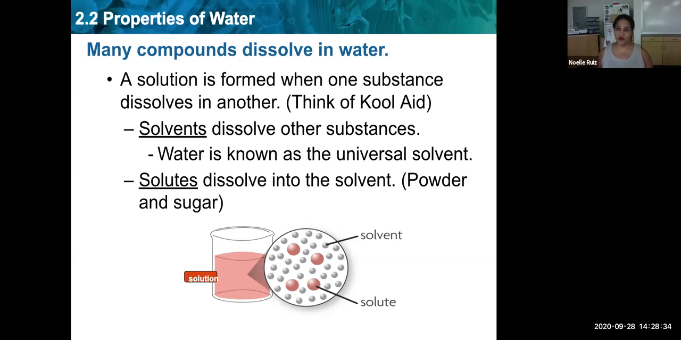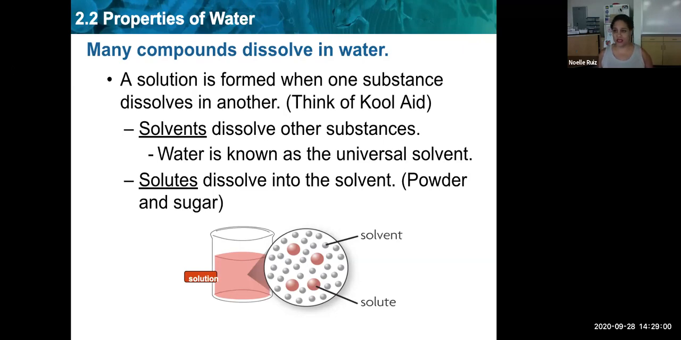So a solution is formed when one substance dissolves into another. So like beach water, the salt dissolves into the water. In your kitchen, you can make Kool Aid. Everybody, I think, has made Kool Aid before. If not, you're going to learn how today. Our official science name for the water is called a solvent. A solvent, it dissolves the other substances.